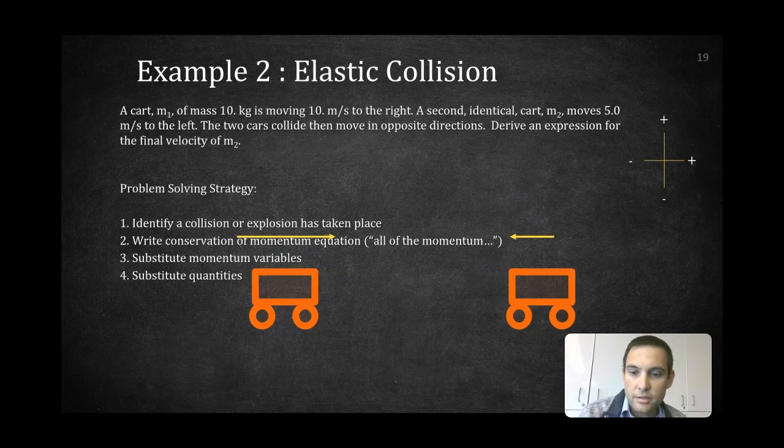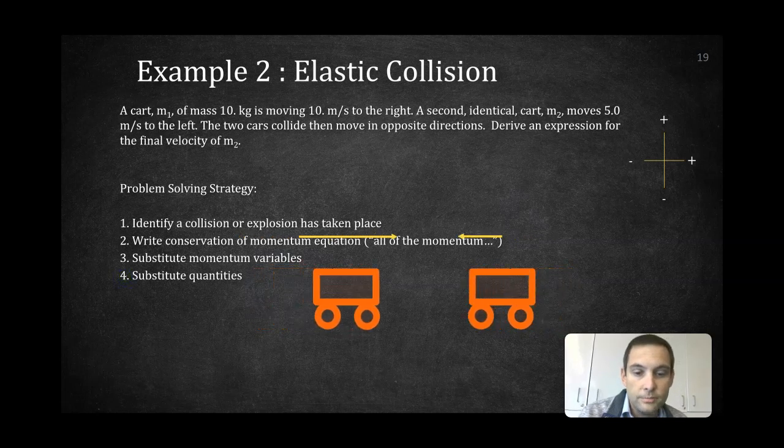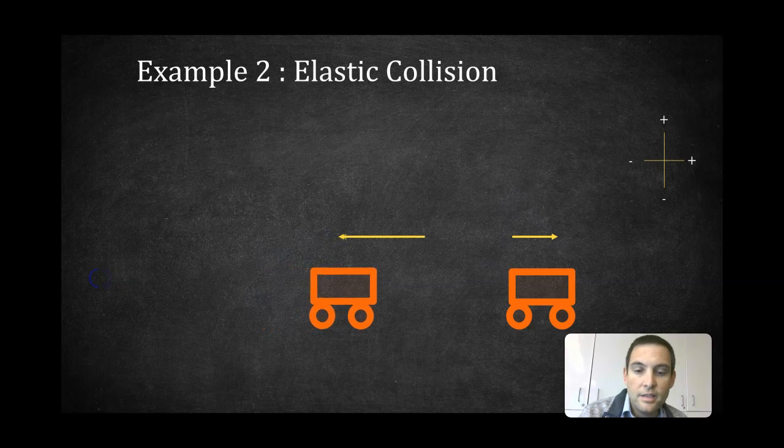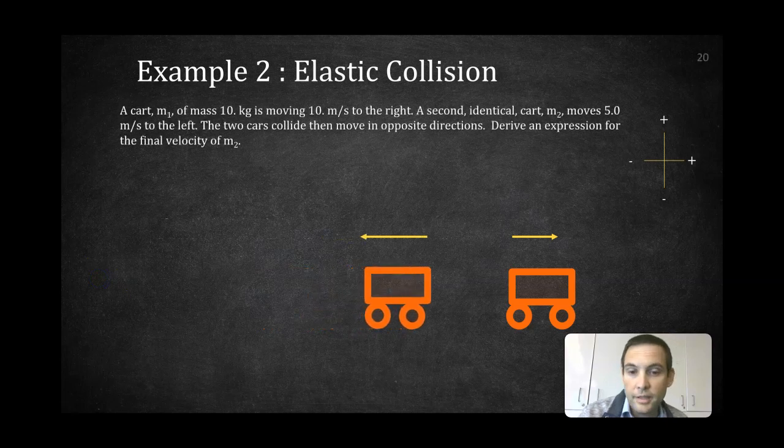Two separate objects. So there's a collision that's taken place, so we need to start by writing a conservation of momentum equation. All the momentum in the beginning has to equal all the momentum in the end. Substitute our momentum variables and then solve for whatever it is we need. There's our conservation of momentum equation, listing out all of the momenta in the beginning, equaling all of the momenta in the end.